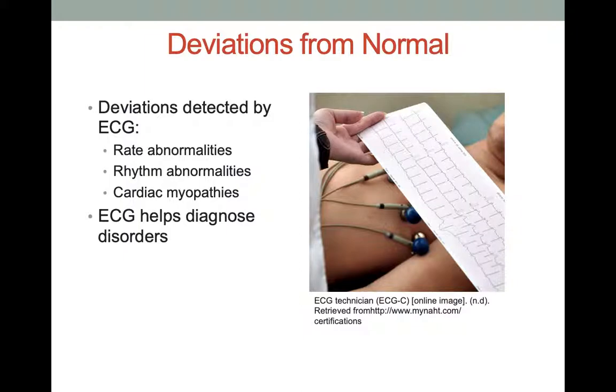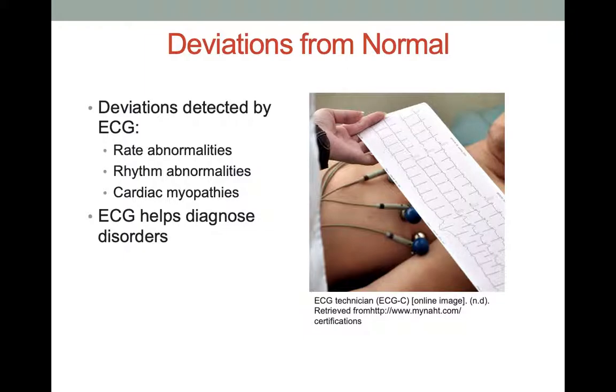Now, deviations from normal. We know what it's supposed to look like, but abnormalities do happen. Some of the abnormalities that we pick up on here are rate abnormalities, so an increase or decrease in rate. We have rhythm abnormalities, which we'll talk about in a little bit. Those are things like atria firing twice before the ventricle does, or there's a missing ventricular contraction. Anything like that is a rhythm abnormality. And then cardiac myopathies deal with damage to the tissue of the heart. We'll look at those as we move through the presentation.